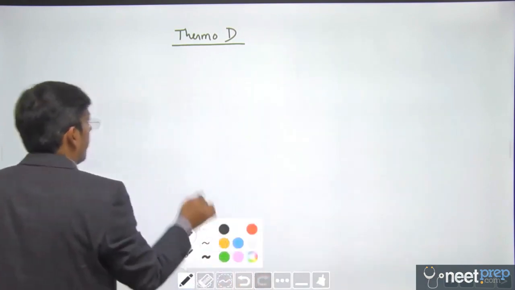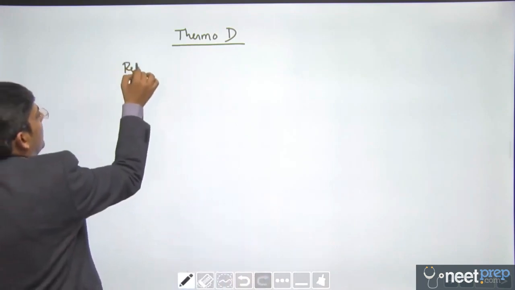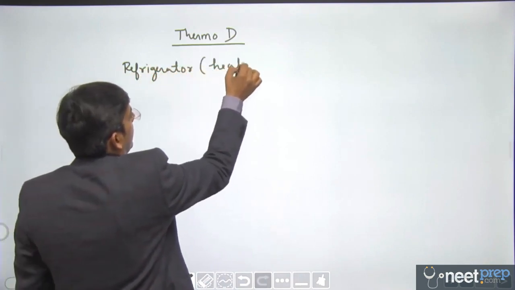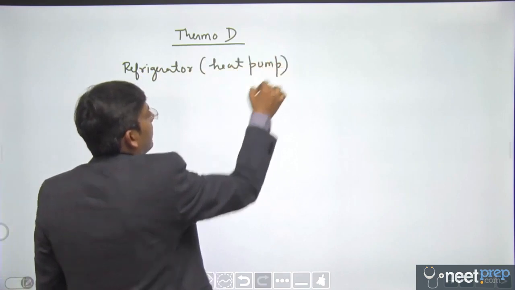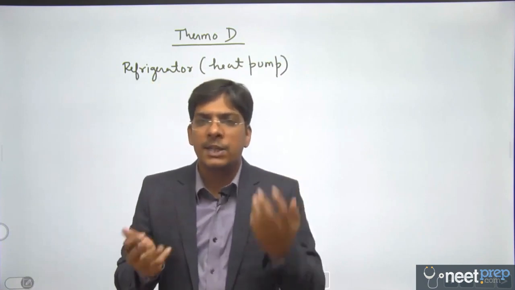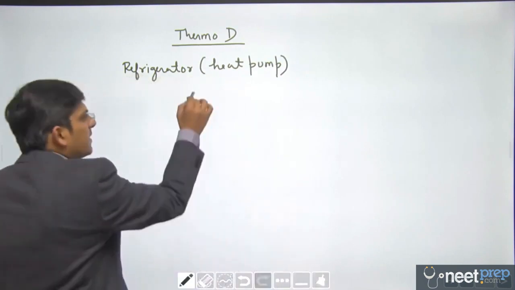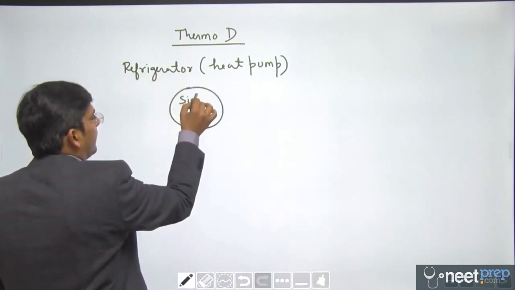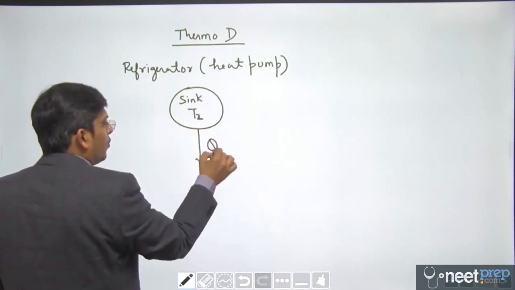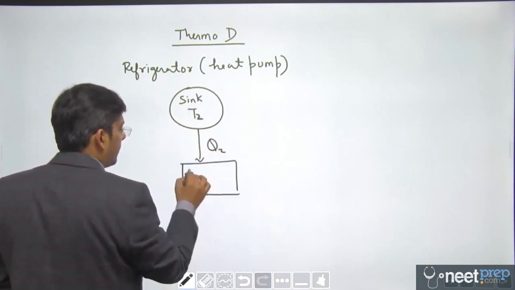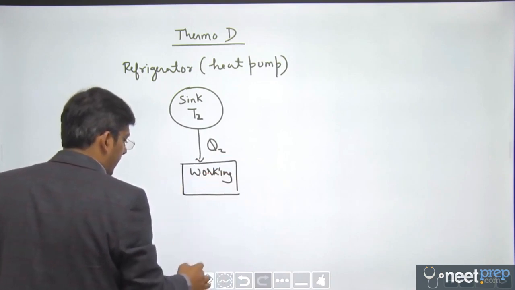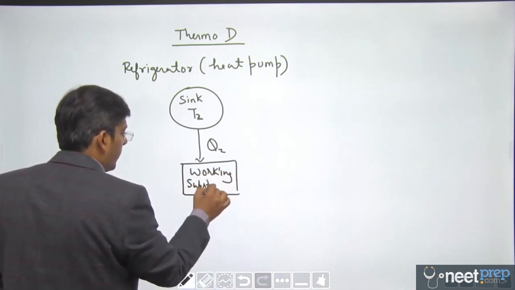Now, let us understand the concept behind the refrigerator or heat pump, okay? Basically, a refrigerator or heat pump extracts heat from a region which is already at a lower temperature and rejects the heat to a region which is at a higher temperature, okay? So we have a sink here, and its temperature is T2, obviously being lower. The heat absorbed from the sink is Q2. This is the working substance, the gas present inside the refrigerator, okay? Obviously, this is not possible for a self-acting machine.